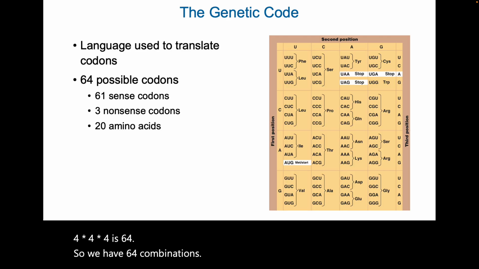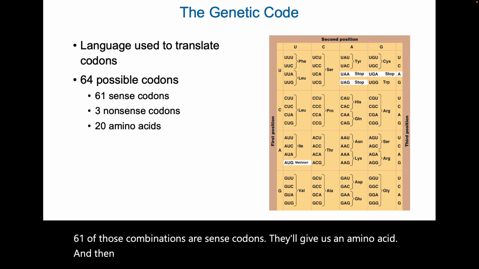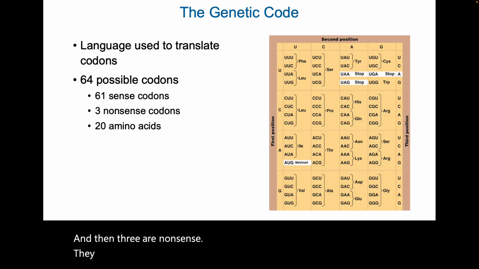61 of those combinations are sense codons. They'll give us an amino acid. And then 3 are nonsense. They give us nothing. We call them our stop codons. And then we have 20 amino acids.